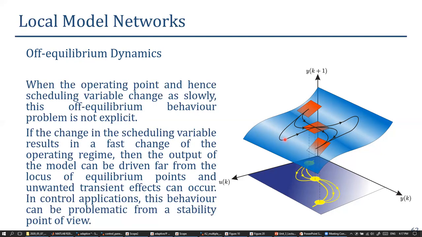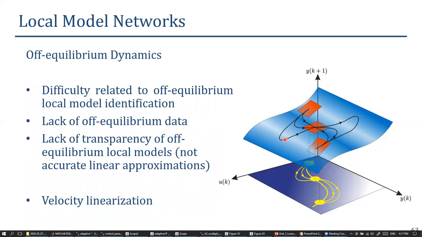And this could then be problematic from the stability point of view, so that actually our model does not provide enough information off equilibrium. So that means we have the difficulty related to the local model identification in the off equilibrium points. Data, of course, is a problem. It's hard to collect it, right? And if we manage to identify the models off equilibrium, these ones are then not local linear approximations anymore. They're just something. Right. I don't want to go into details about that because already this is complicated enough.